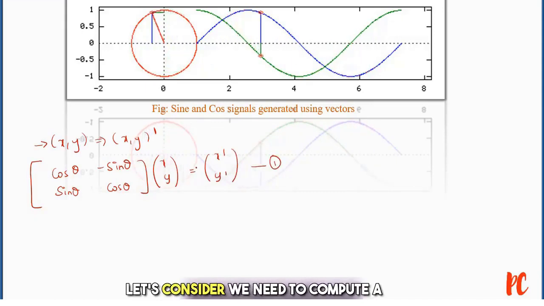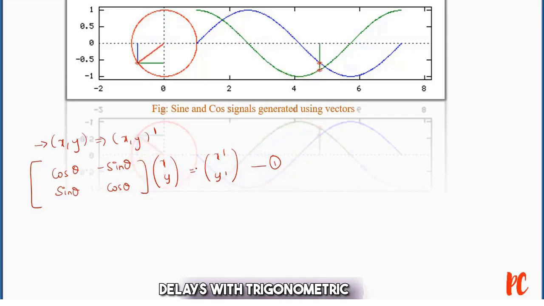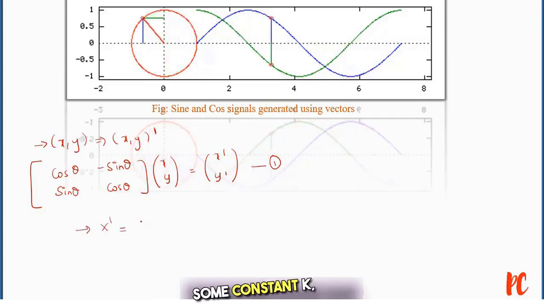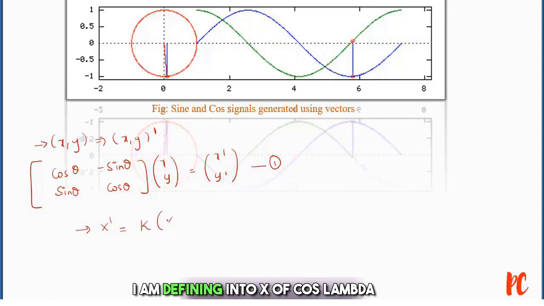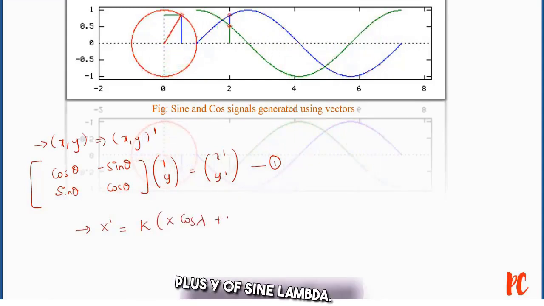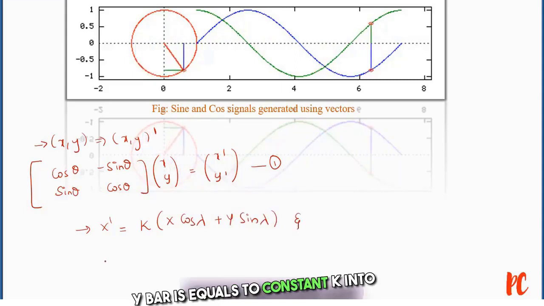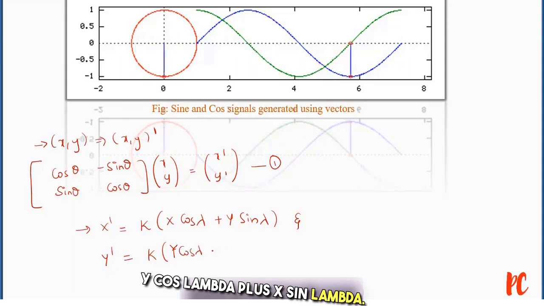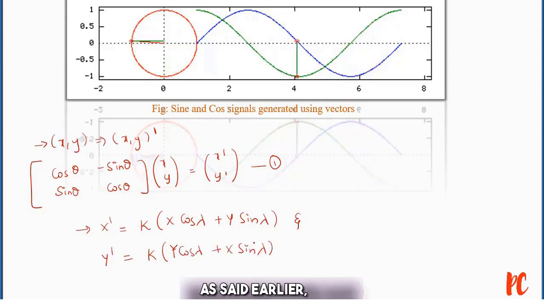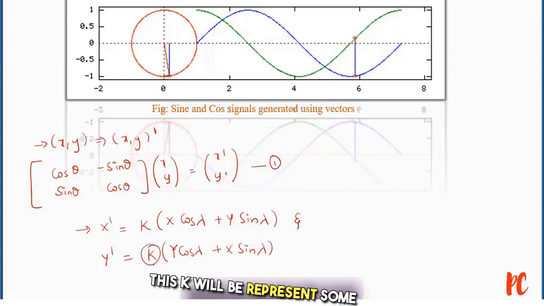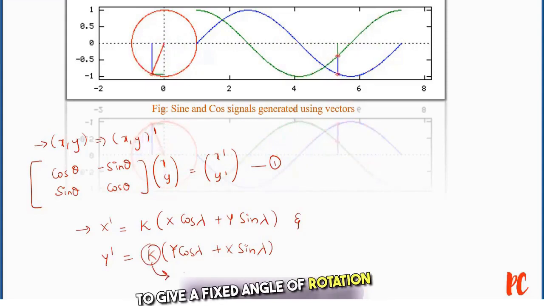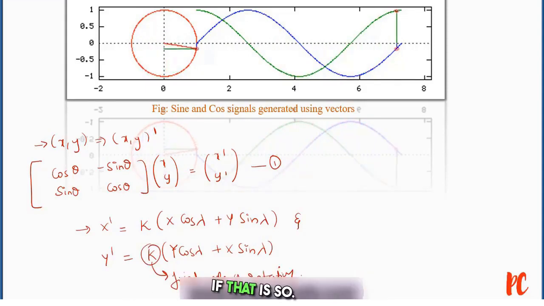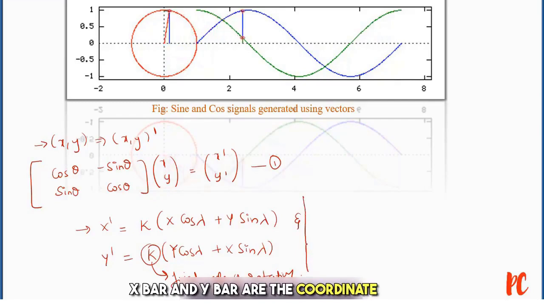Let's consider we need to compute long transcendental computation delays with trigonometric functions: x bar equals some constant k, which I am defining, times (x cos lambda plus y sin lambda). Similarly, y bar equals constant k times (y cos lambda plus x sin lambda). As said earlier, this k represents some constant value, for which I am going to give a fixed angle of rotation. Similarly, x bar and y bar are the coordinates for x and y rotating at an angle theta.